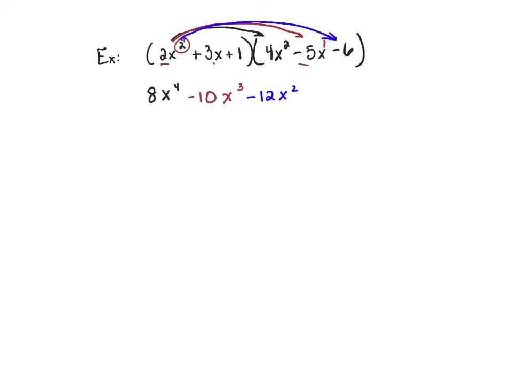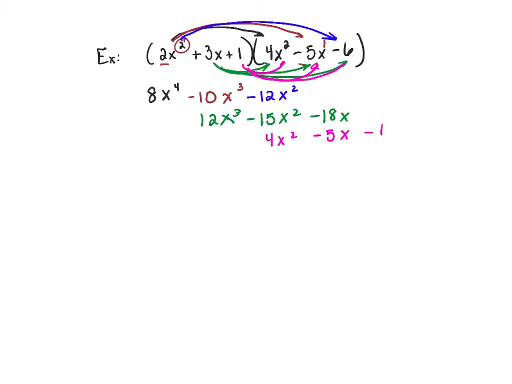All right, let's do 3x times 4x squared. That's 12 x cubes. And then 3 times -5 is -15, and x times x is x squared. And then 3 times -6 is -18 times that x. And then we got one more distributing, 1 times 4x squared. Notice I'm lining up all my like terms to make it easy. Minus 5x. And 1 times -6 is -6. And I'm just going to strike a line here and just add vertically because all my like terms are aligned.